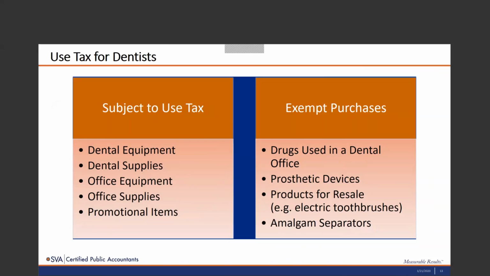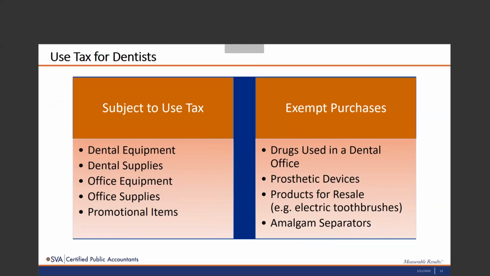So if you're buying dental equipment, chairs or handpieces, dental supplies like the cotton or the gauze, any office equipment, computers, printers, phones, any office supplies, pens, papers, any promotional items, brochures, little marketing trinkets, things like that. All of that, you should be paying sales tax when you buy it, and if you're not, you should pay sales tax on your sales and use tax return.